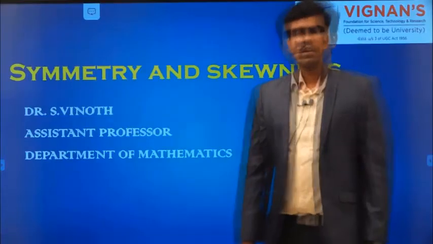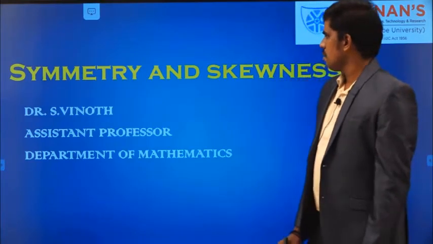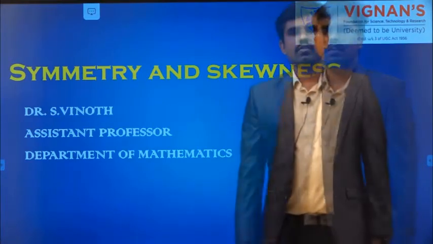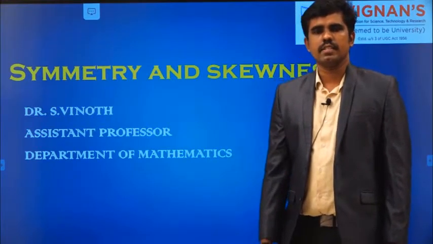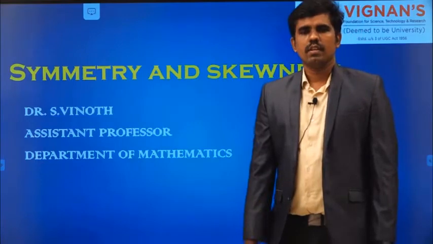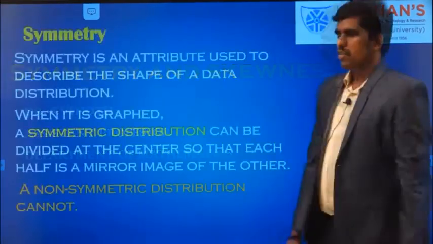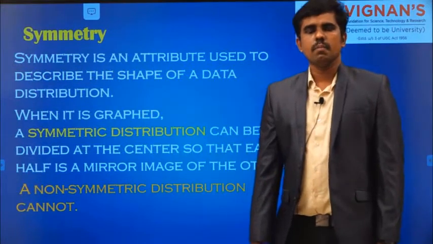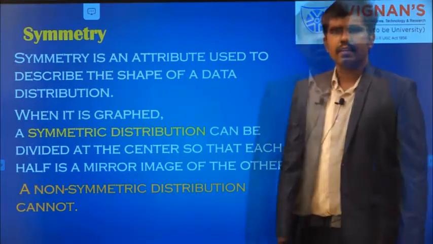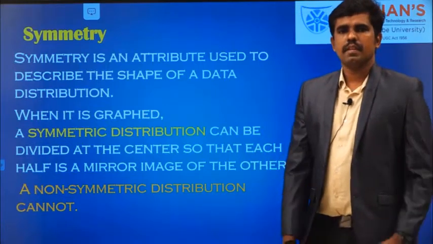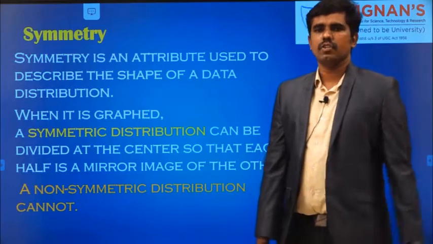Dear students, in this class we will be having class on symmetry and skewness. Actually this is the last topic in the first unit, the descriptive statistics unit. This is the last topic we are going to have. So first I will tell you what you mean by symmetry. It is an attribute, a character to describe the data distribution, to describe the graph of data distribution.